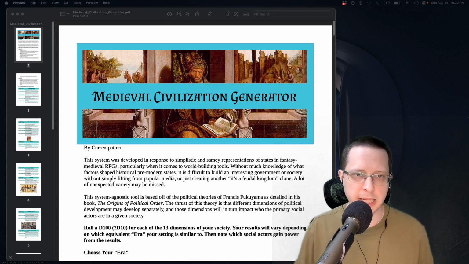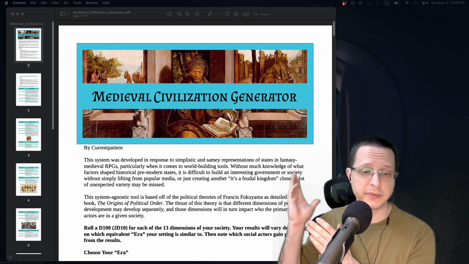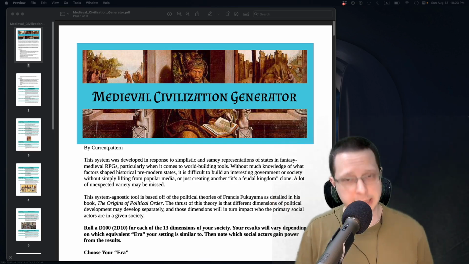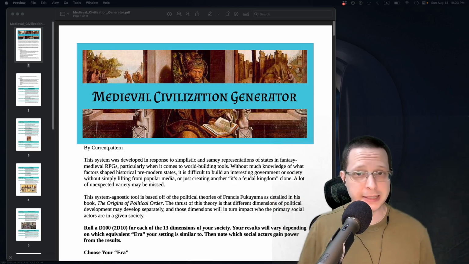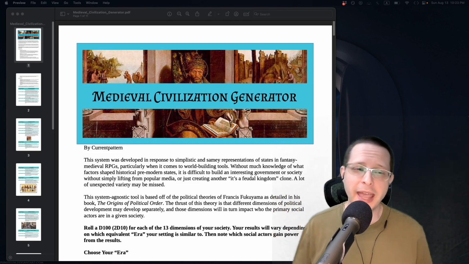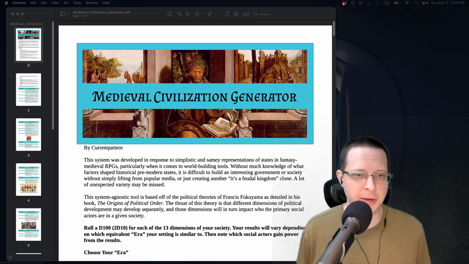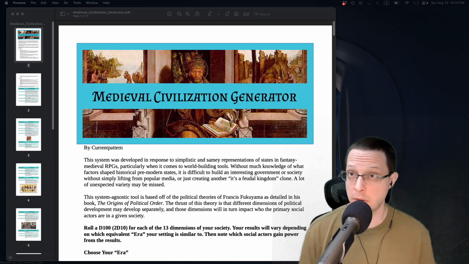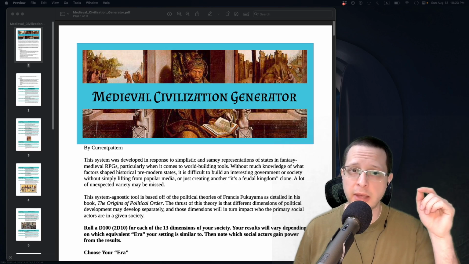Today, we're going to be taking a look at the Medieval Civilization Generator. It does exactly what's on the tin. It creates medieval civilizations through a generation system. This was developed by Currentpattern on DrivethruRPG. So a link will be found down below.